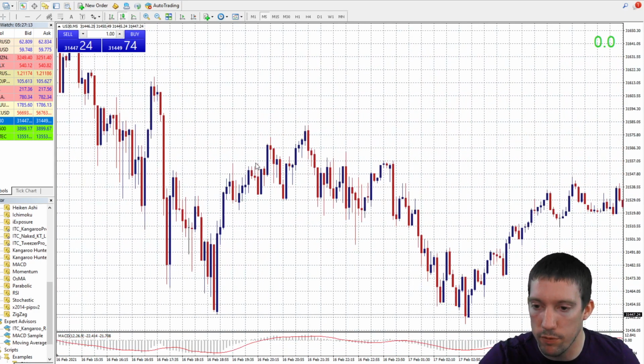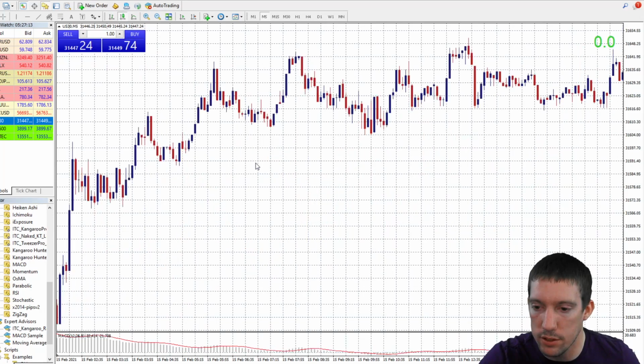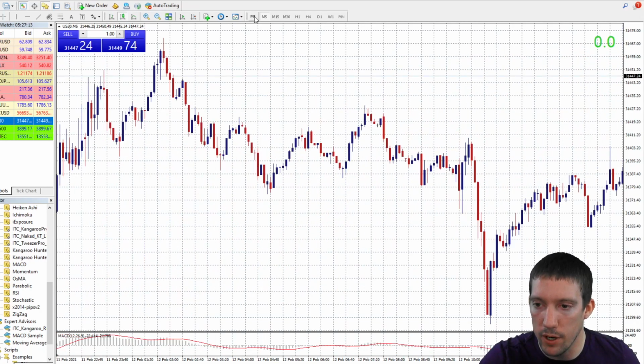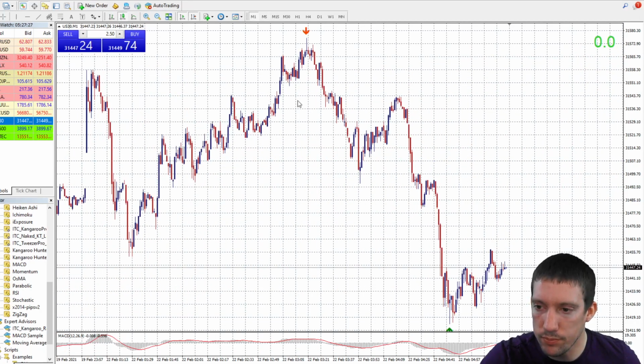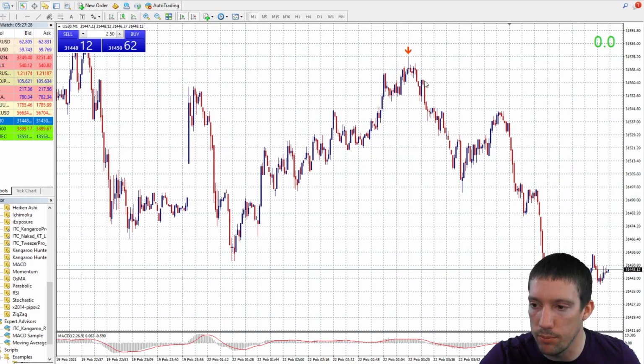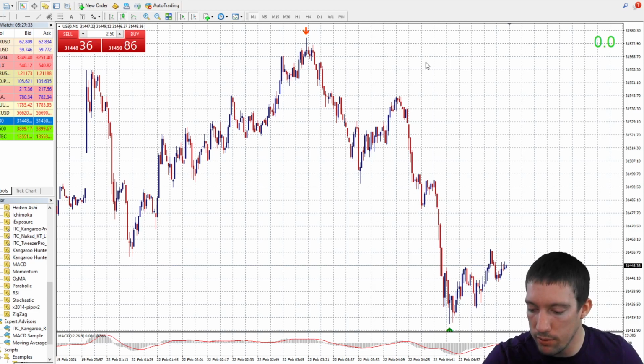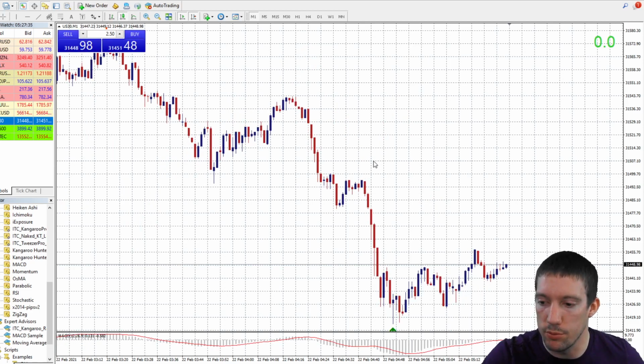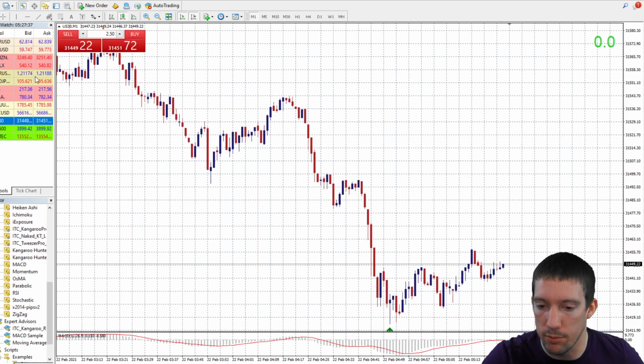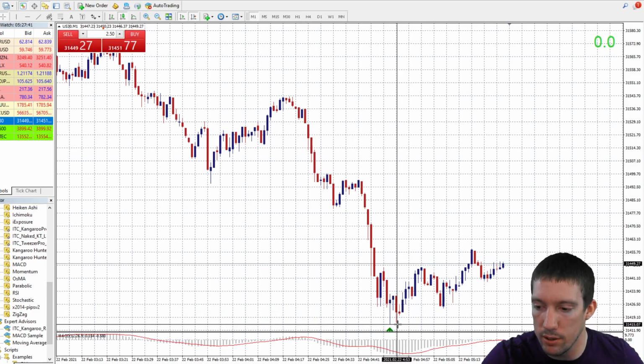Another thing you want to look for is, is there room to the left? Let's see if we can find another example here. Okay, so here's one. You want to make sure that price hasn't been there in a while. So what we say is room to the left. So this one has a lot of room to the left. The price hadn't been there in a while.